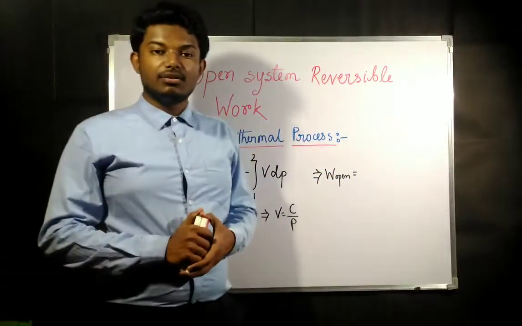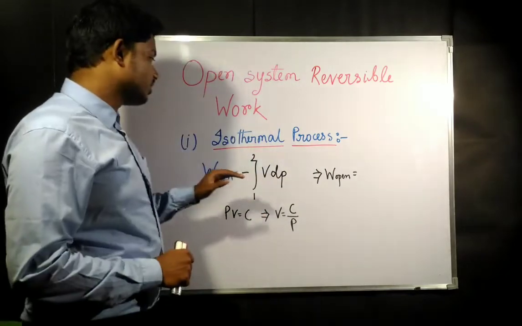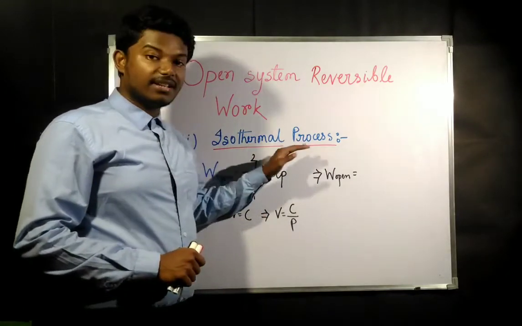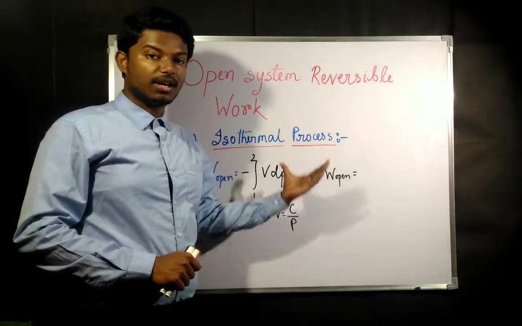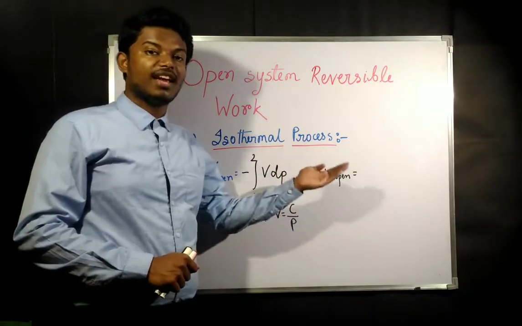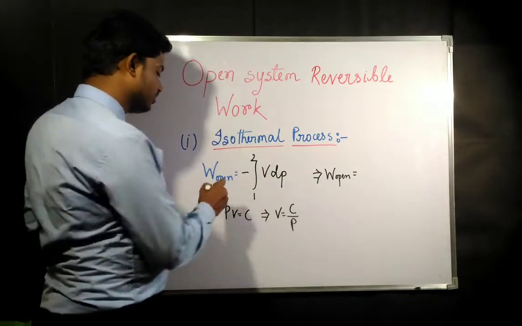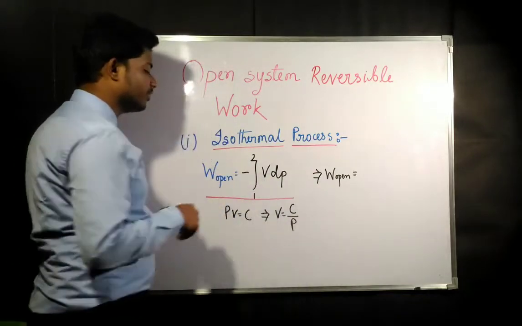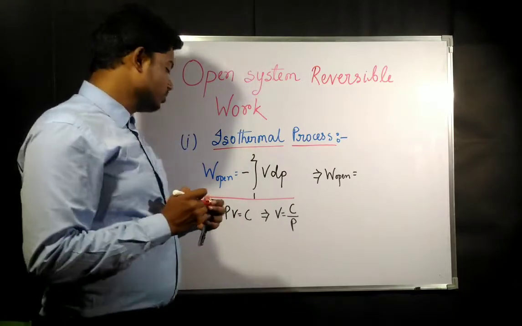The next thing we are going to discuss is the isothermal process. This is the third case, the isothermal process. We are going to find out the work done in an open system while the process is isothermal. Again the equation is the same: W open equals minus integral from 1 to 2 of V dp.